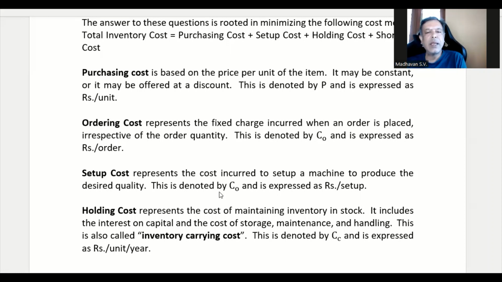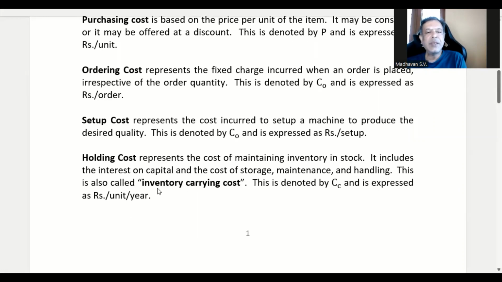This is denoted by C suffix O again, because ordering cost comes in purchase related models, and setup cost comes in manufacturing related models. We use the same notation for both. And again, it is expressed as rupees per setup.